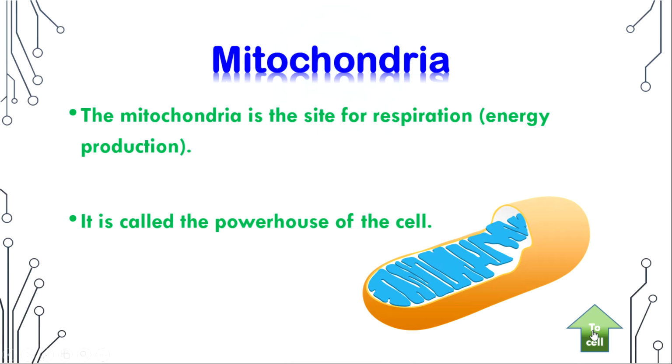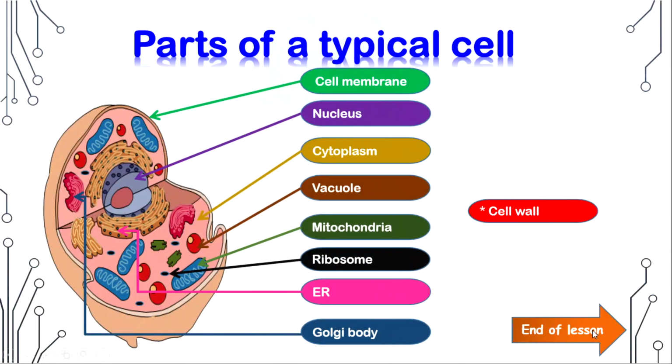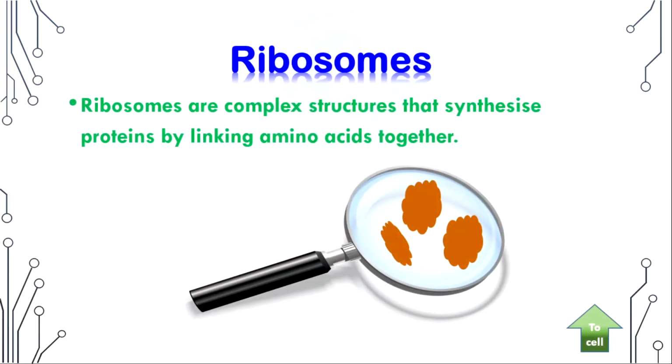Definitely so. Yes, so the next structure here will be the ribosome. And the ribosomes are complex structures that synthesize protein by linking amino acids together. So this is where the amino acids are brought together, put together, and make different proteins. So it's very important to make protein for our cells. And you know the functions for protein. We'll talk about that again in other lessons.